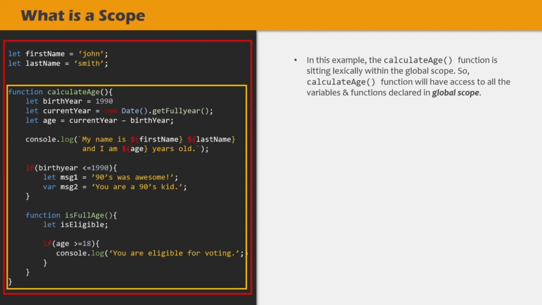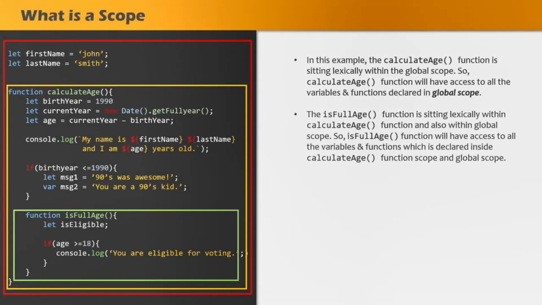And since a function, in this example this calculate age function, is sitting lexically within the global scope, this calculate age function will have access to all the variables and functions declared in the global scope. Then inside this calculate age function, we are also creating this isFullAge function. So this isFullAge function will create its own scope. It will create a function scope, right? And since this isFullAge function is sitting lexically within the calculate age function scope, it will have access to all the variables and functions declared in the scope of calculate age function.